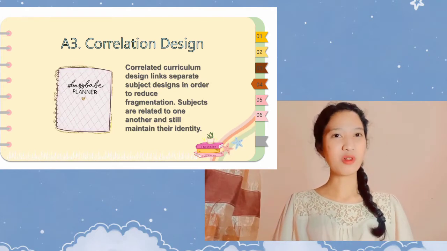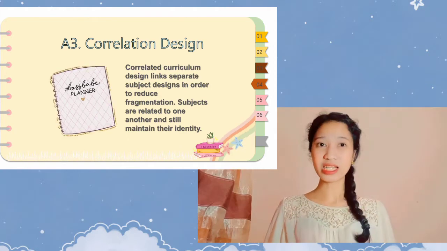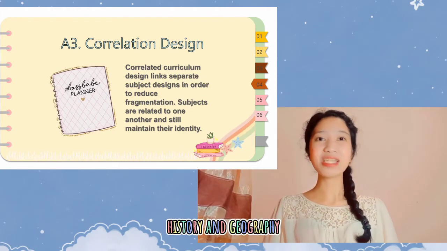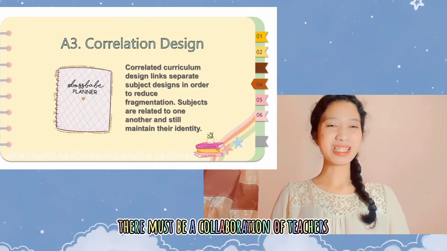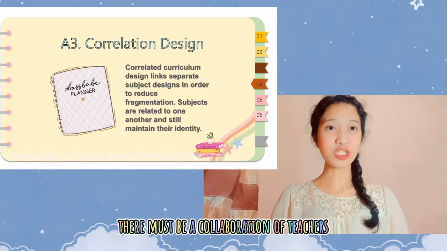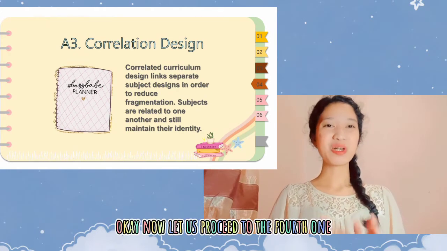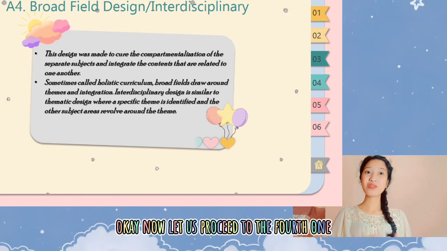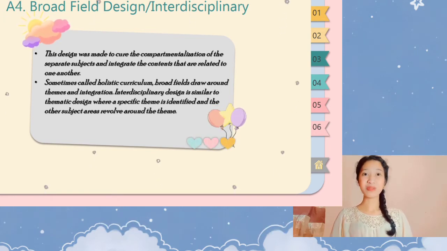Last example, ang core subject is literature. Under niya is art, music, history, and geography. Also, to utilize correlated design, there must be a collaboration of teachers to plan well the lessons. Okay, now, let us proceed to the fourth one, which is the broad field design or interdisciplinary.